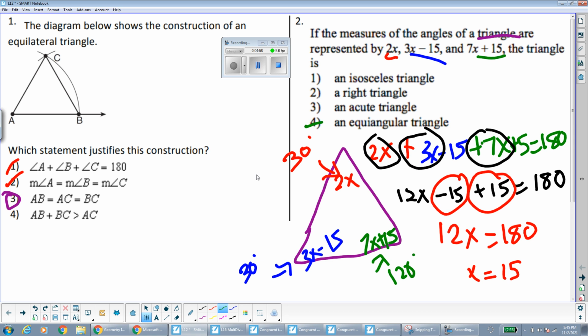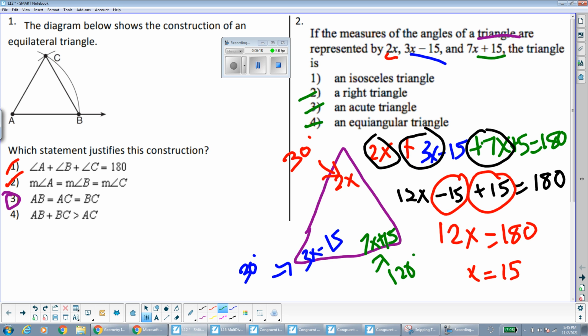Answer choice 3 says an acute triangle. That means all of the angles are less than 90 degrees. But wait, we have an angle here that's more than 90 degrees. It's 120 degrees. So we're going to eliminate that choice. A right triangle has an angle that is 90 degrees, but I don't see any 90-degree angles here. So I'm going to cross that off.